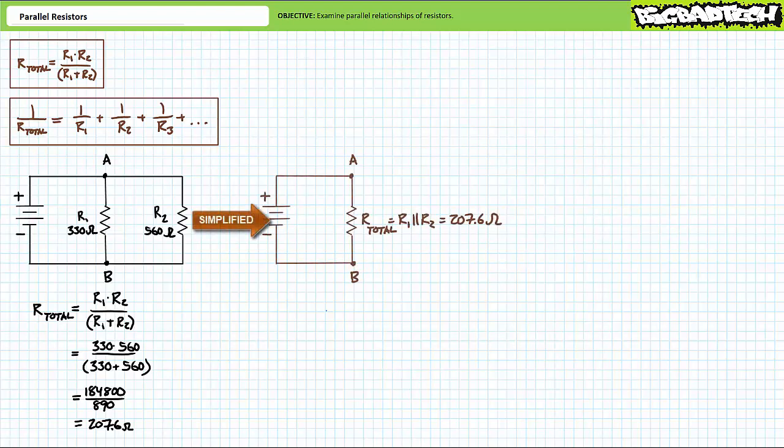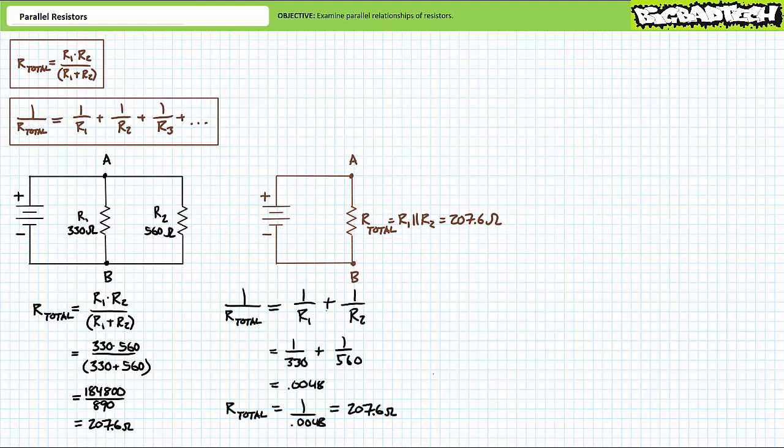This implies that the source would be none the wiser if the parallel combination of two resistors was swapped out and a single 207.6 ohm resistor took their place. This easier visualization can be used in circuit analysis to simplify the analysis procedure. You'll note the shorthand for resistors in parallel is double pipe, implying a parallel simplification has occurred.